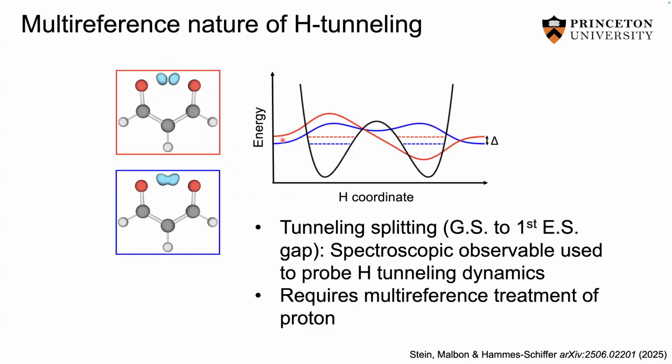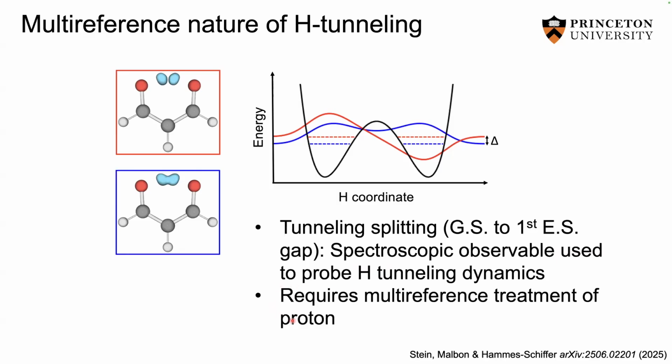In general, we can capture these two protonic states and look at the energy difference, and that gives us something called the tunneling splitting. The tunneling splitting, which is simply the gap between the vibrational ground state and the first excited state of this tunneling system, can be observed spectroscopically and can be used to make conclusions about the rate of hydrogen tunneling in these systems.